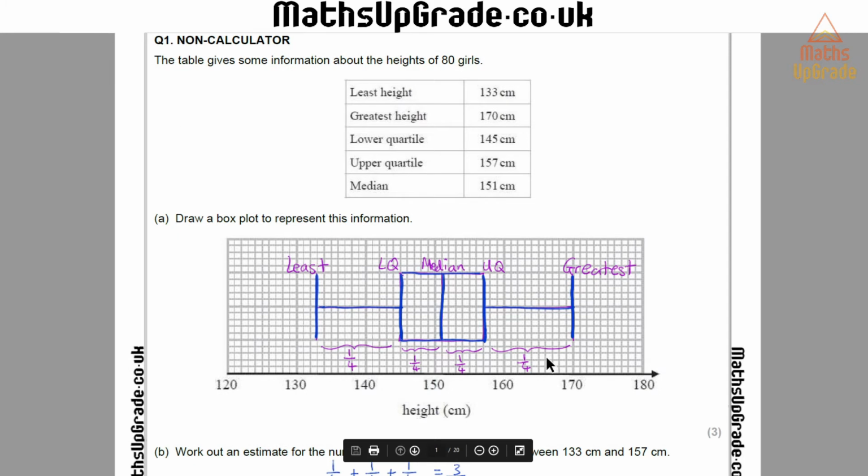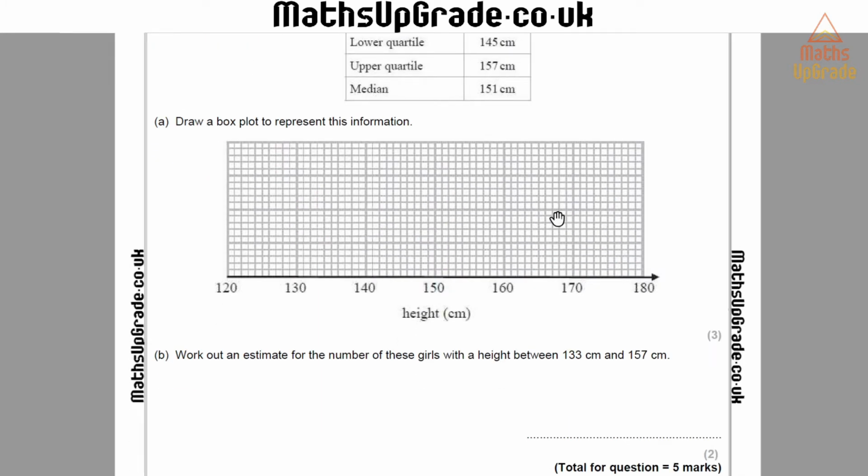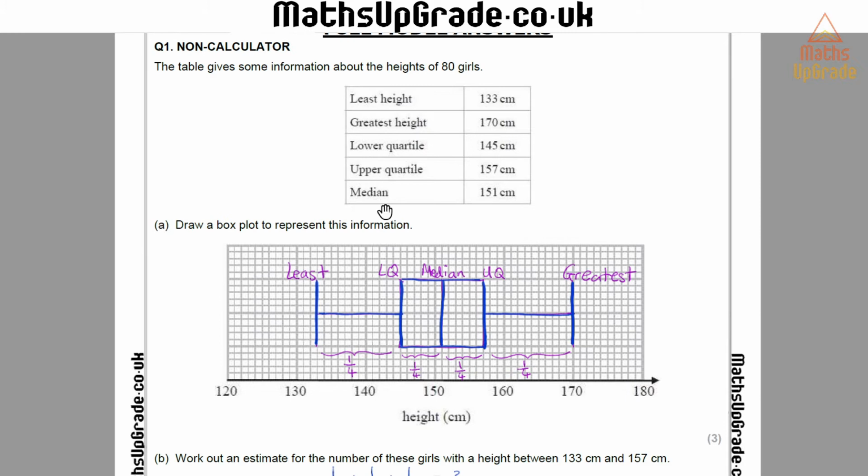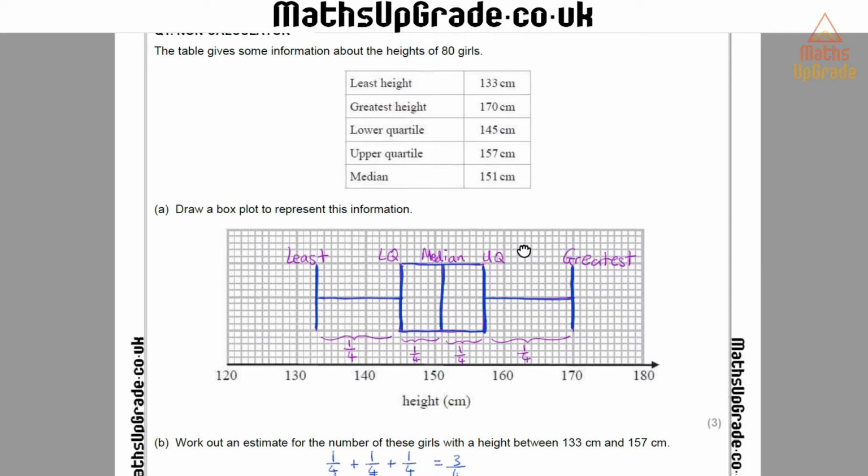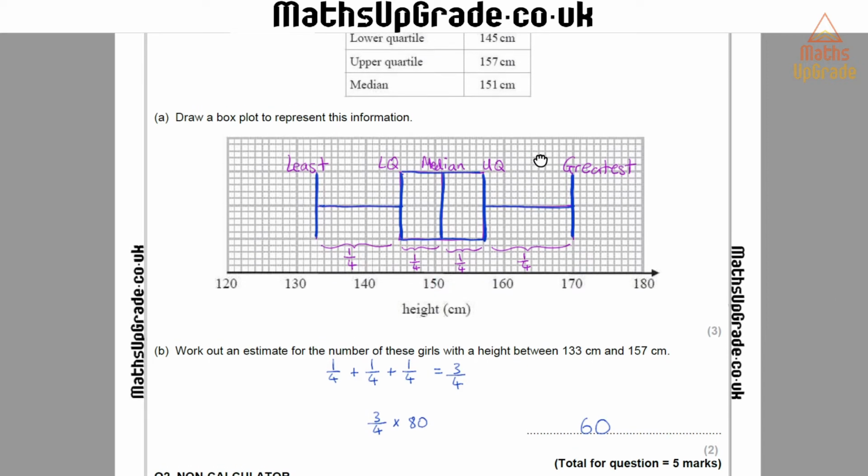In part B, I'm asked to work out an estimate for the number of girls with a height between 133 centimeters and 157 centimeters. Well, if you look back at the box plot, 133 is here, that's the lowest value, and 157 was here, the upper quartile. That represents 1 quarter, 2 quarters, 3 quarters. That's 3 quarters of all the people in that survey. So that's 3 quarters of 80, and 3 quarters of 80 is 60. That's 60 there, and that's 2 marks.